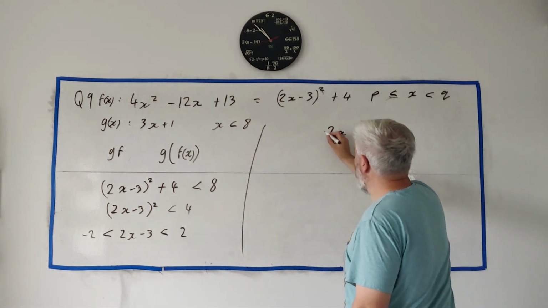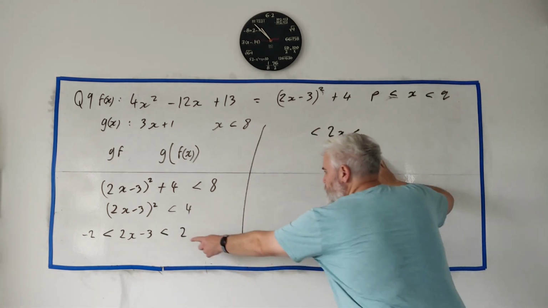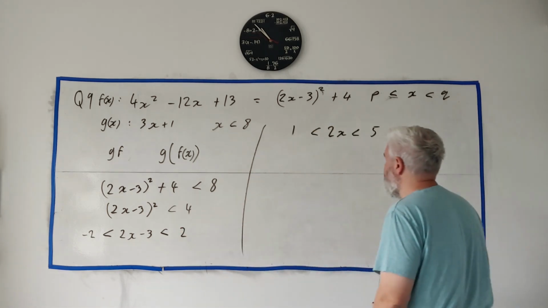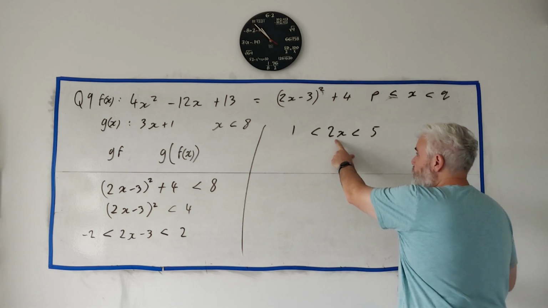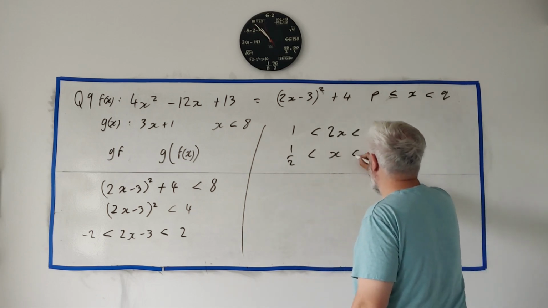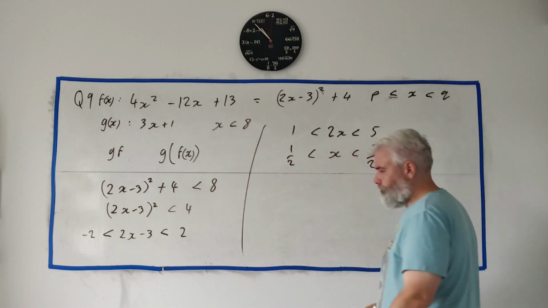We would get 2x staying in the middle. Add 3 here, we'd get 5. Add 3 to that side, we get a 1. Now we can divide everything by 2. We get a half here. We get x here, and we get 5 over 2 here.